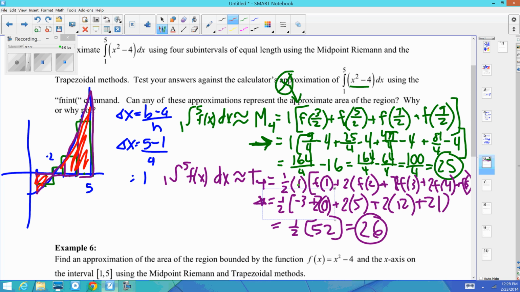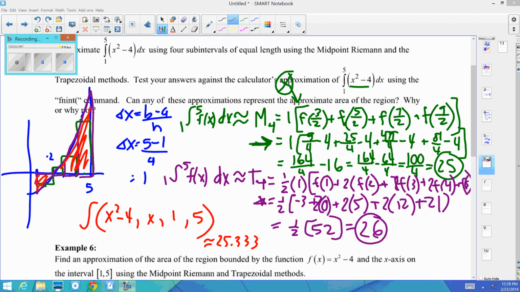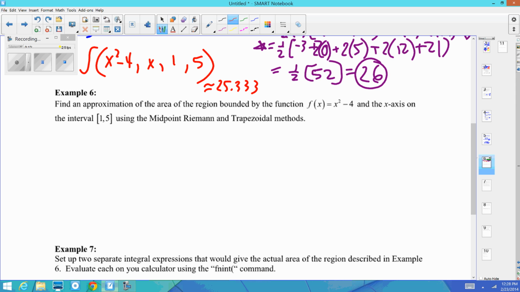And test your answer on the calculator. Again, to type that in, you're typing in the integral symbol of your function, x squared minus 4, comma, x, comma, and where you're going from 1 to 5, close your parenthesis, and you should get a number. I think we get about 25.333, so it was a pretty good approximation.